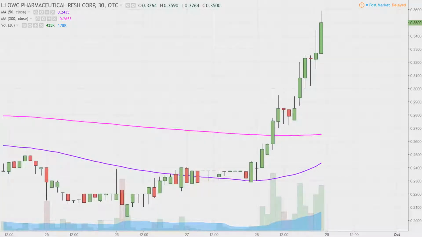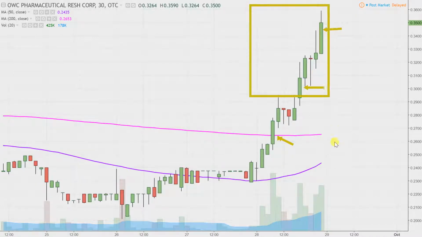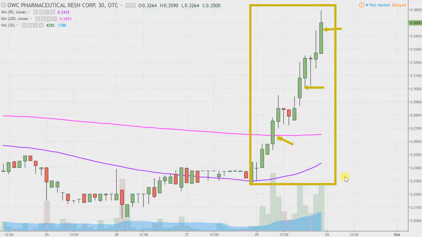Real quick, what do I mean by 30-minute in case maybe you're new to charts? Instead of each one of these candlesticks here, as they're called, representing 1 day's worth of price action, which is what you would normally see, each one represents 30 minutes. So while this here may look like a few weeks worth of time, it's actually just today's price action broken down into 30-minute time slices.